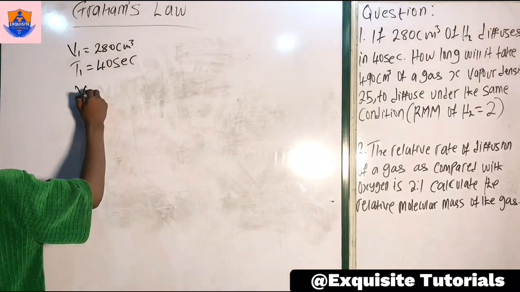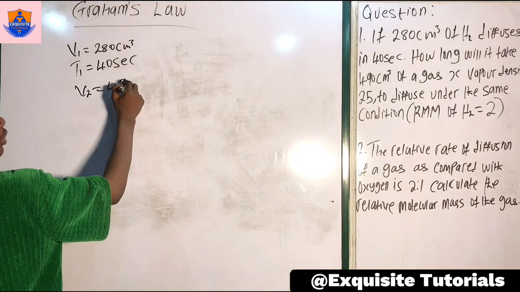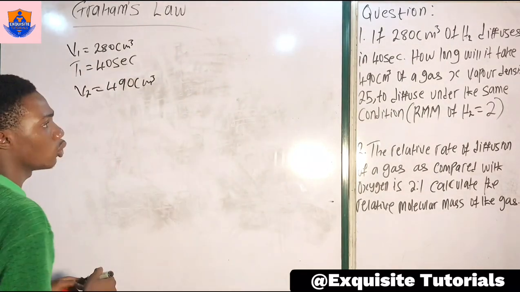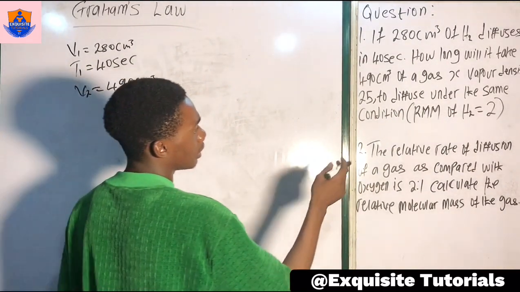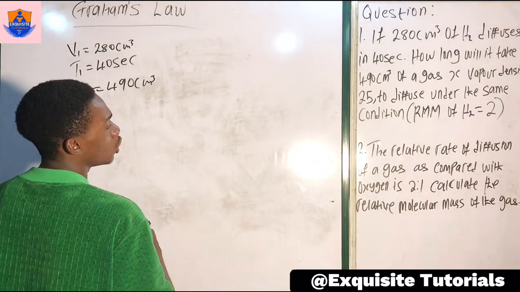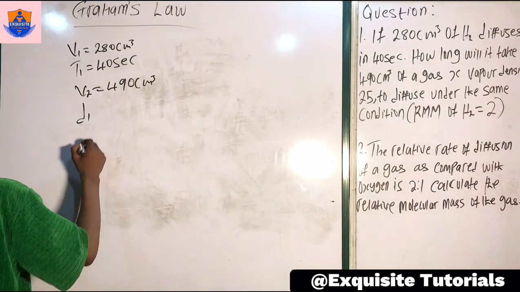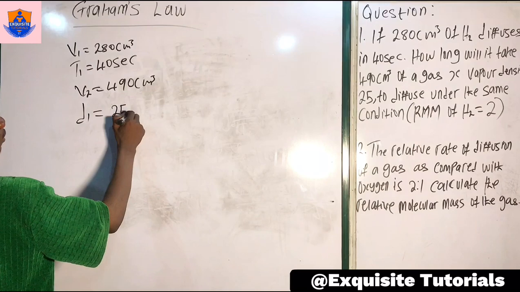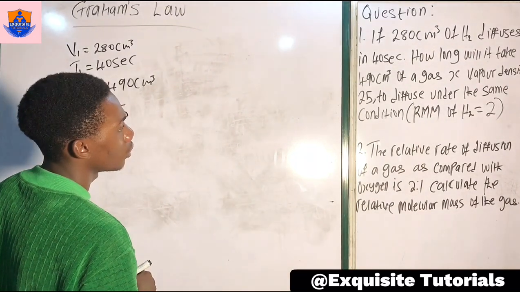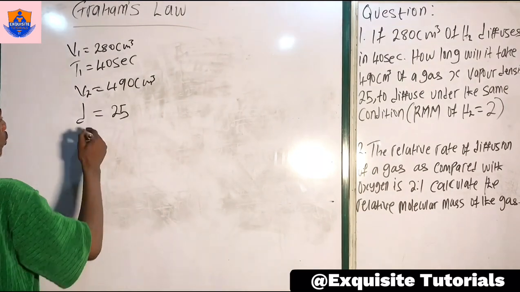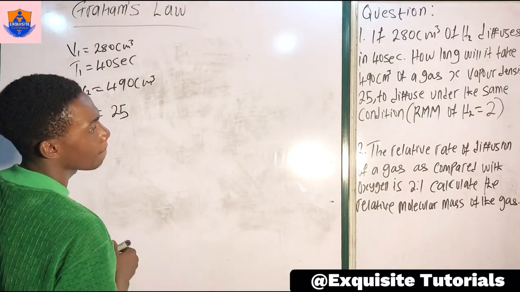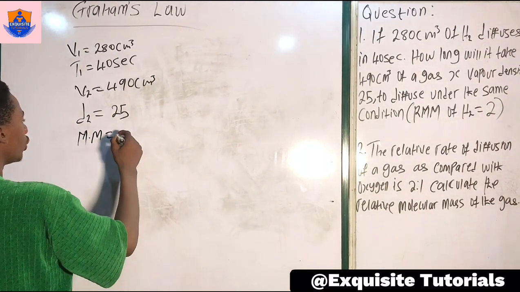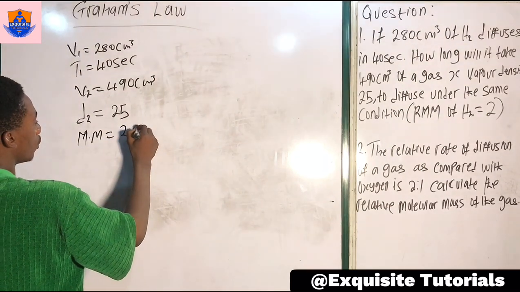70 cm cube, sorry, 490 cm cube, so V2 is equal to 490 cm cube of a gas X. So the gas is an unknown gas. Of a gas X, vapor density of 25. So density 2 is 25. So the relative molecular mass of hydrogen is 2 grams per mole.